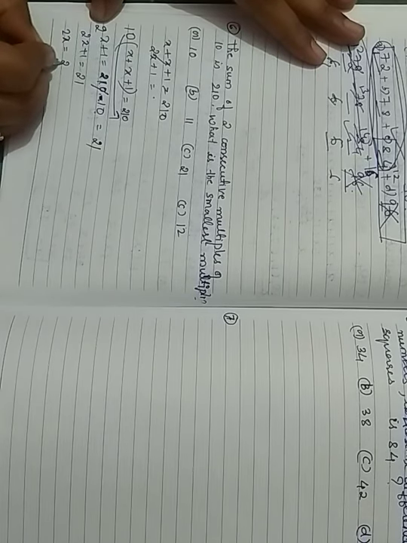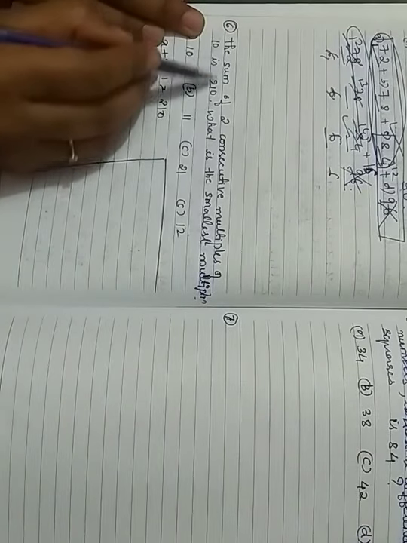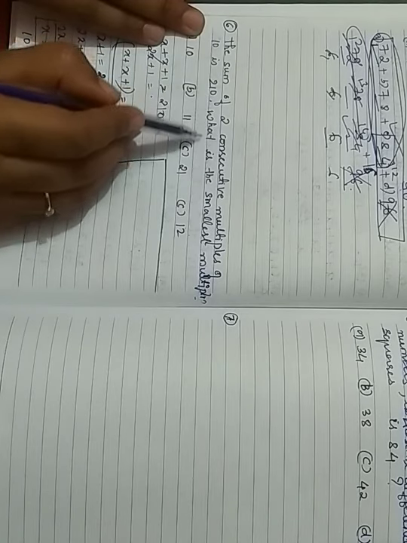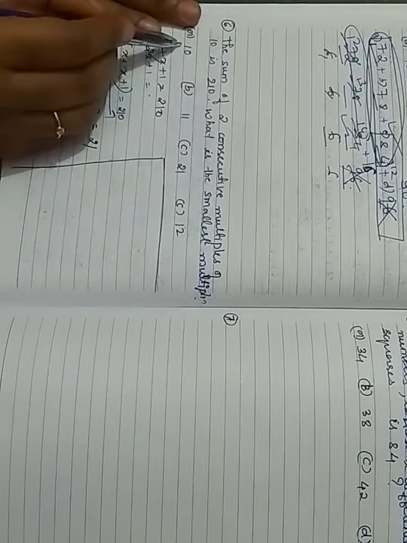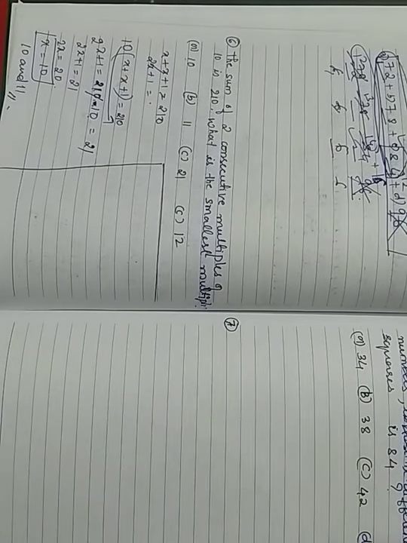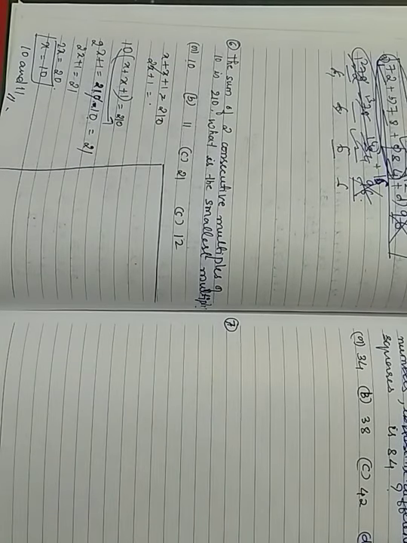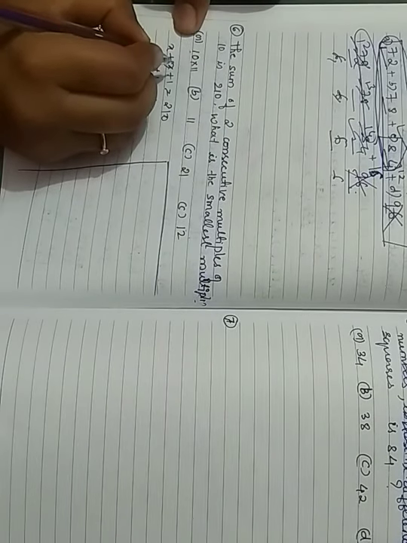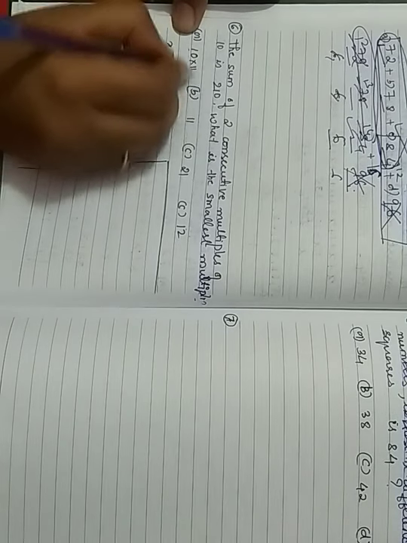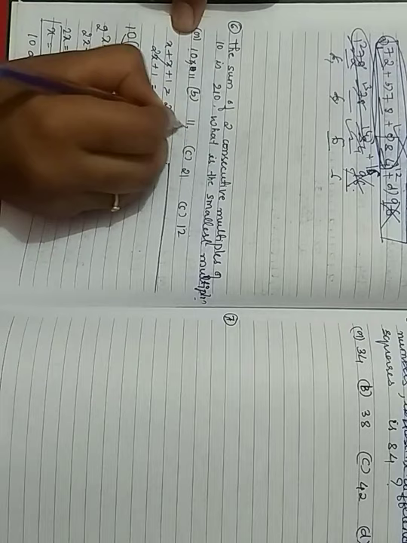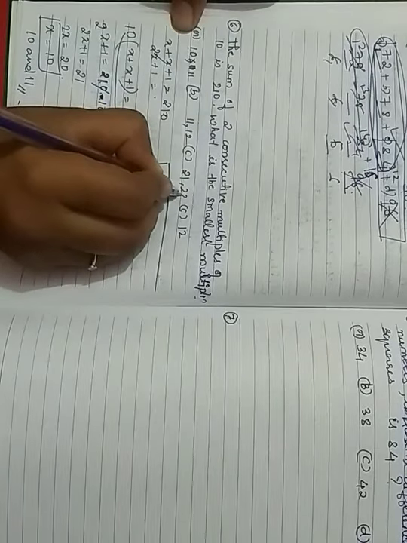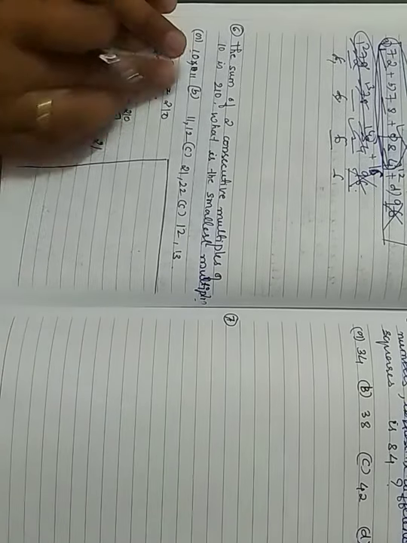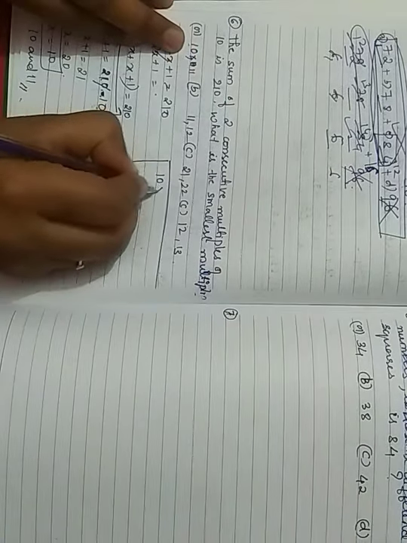But in short, how we can solve this: the sum of two consecutive multiples of 10 is 210, and what is the smallest multiple? So the options must be the smallest multiple. If it is the smallest multiple, then the consecutive of this number will be 11. The consecutive of this is 12 and 13. These two consecutives are multiples of 10.